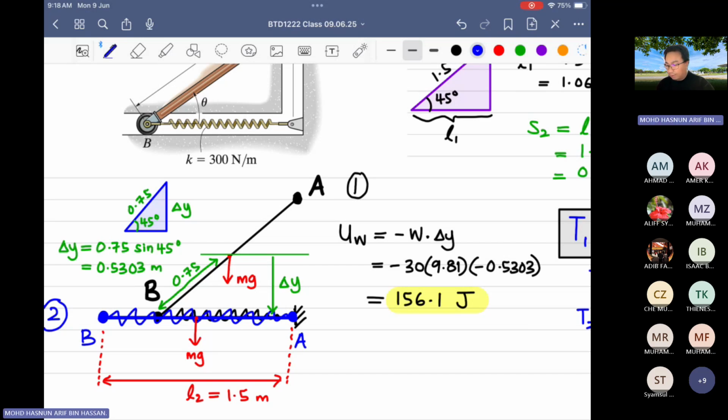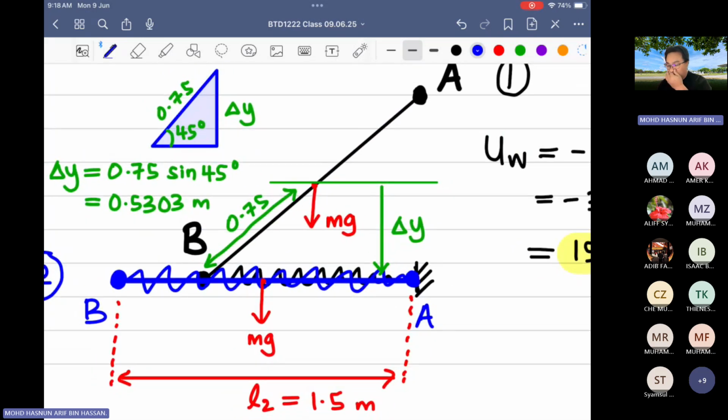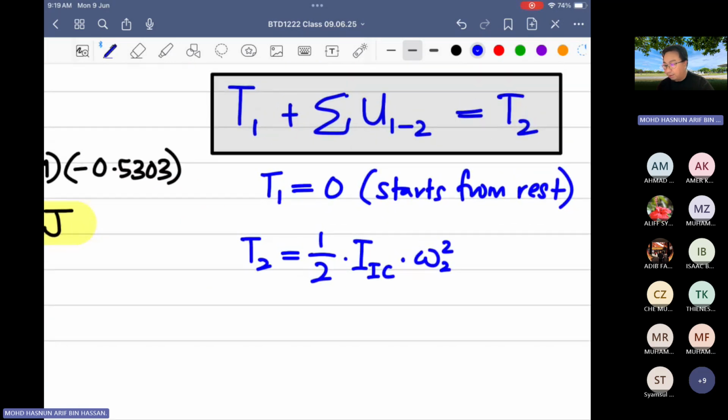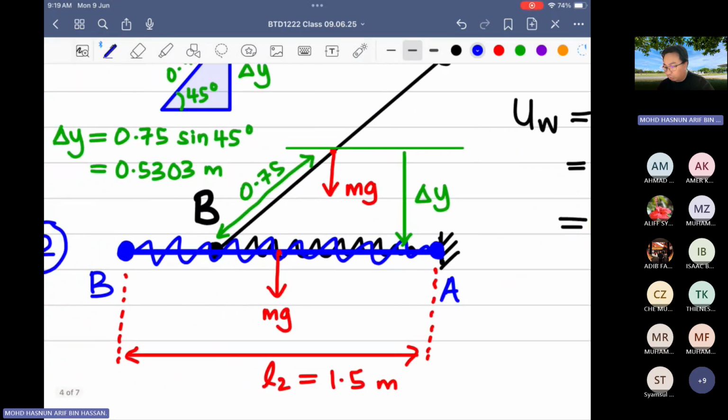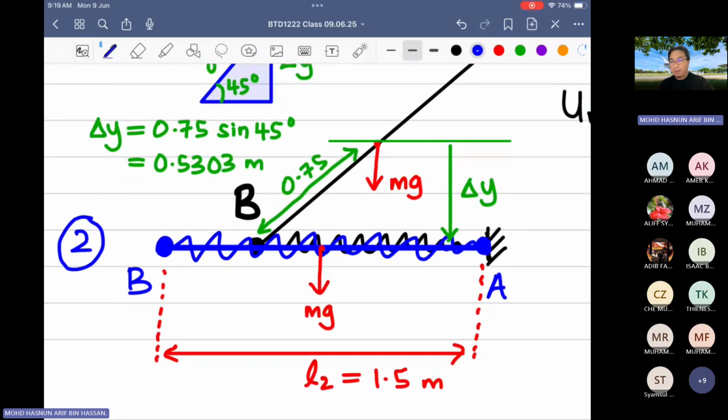All right, to find the location of IC, we will refer to the second position, which is the blue color. Why? Because we are currently calculating T2. Now we focus on position number 2. So let's focus on the blue color, position number 2. Okay. Remember, how do we find IC? We need to identify the direction of velocity. So first, let's identify the direction of velocity of point A, VA.